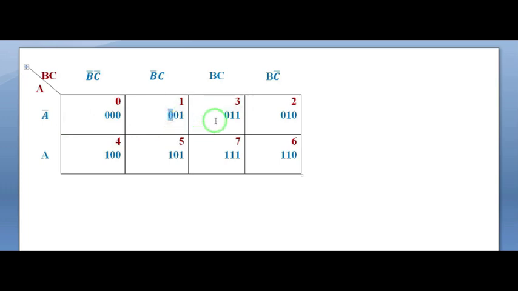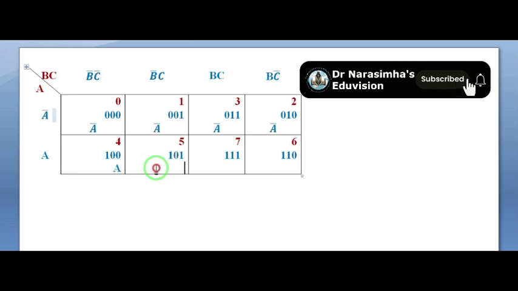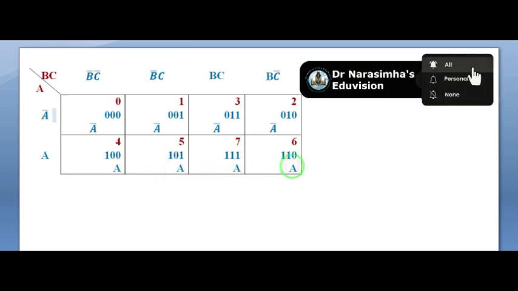Okay, so in row number 1, every cell is going to have a 0. So every cell 0 means every cell is going to have the complement of the variable a bar. Therefore fill with a bar in every cell of row number 1. Similarly in row number 2, all the 4 cells are going to have a common logic 1. So that is nothing but in every cell you write a.